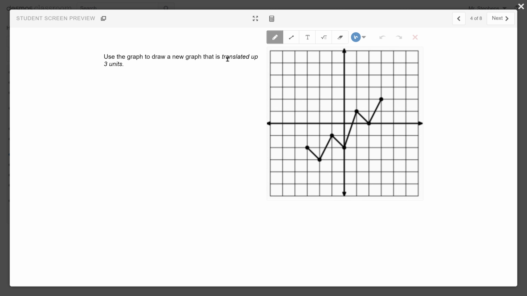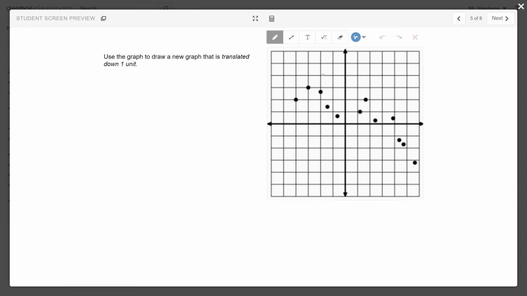Okay, next one. Use the graph to draw the new graph translated up 3 units. Oh, this is so easy, you guys. So all we're going to do is add 3 to each one of these things. So it's going to be up 3. It's going to go to here, we're going to go to here. Go up 3 here, up 3 here, up 3 here, and up 3 here. And we'll connect them. There you go. Easy enough. Something like that.